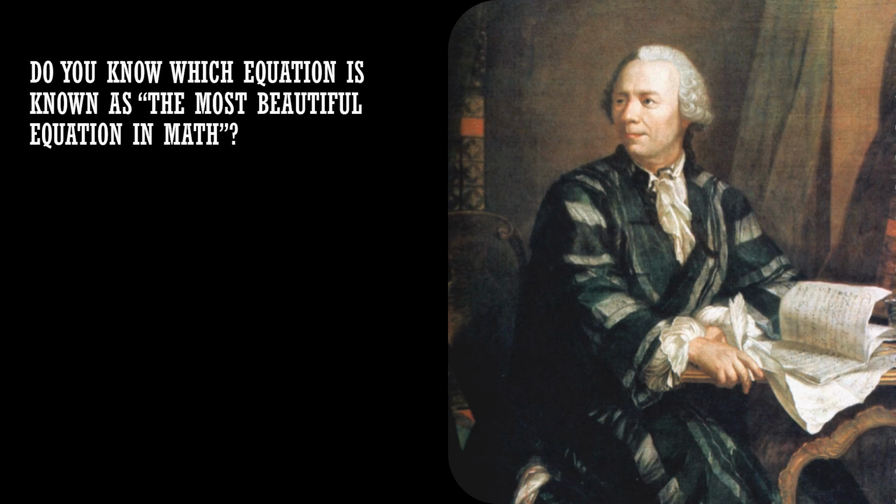Let's take a mini quiz. Do you know which equation is known as the most beautiful equation in mathematics? Take a guess. Drum roll. You got it right. It's Euler's identity. It is called the most beautiful equation in mathematics because it elegantly combines five of the most important mathematical constants: e, i, pi, 1, and 0.